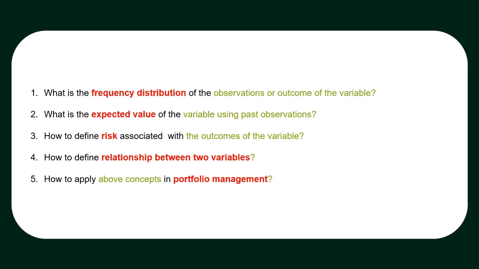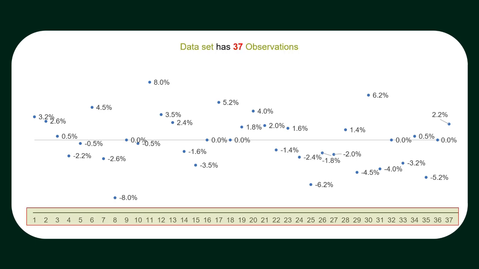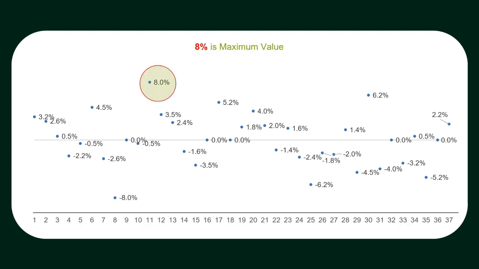To answer these questions, we have collected monthly returns of a stock as our observations. To begin, we will make 4 basic statements from the dataset. The first point to note is that our dataset has 37 observations. The second point to note is that the maximum value of our dataset is 8%. Third point to note is that the minimum value of our dataset is negative 8%.